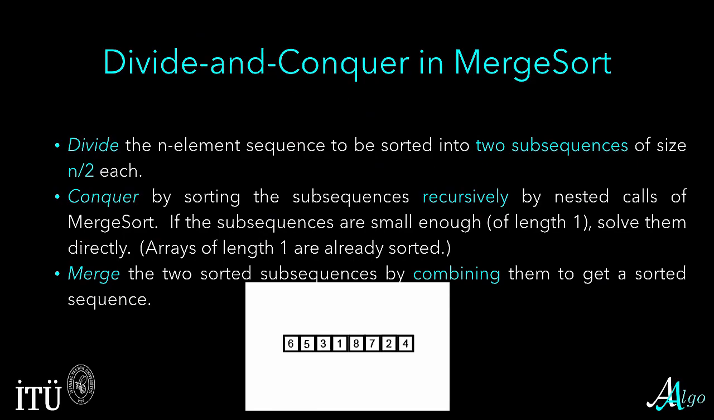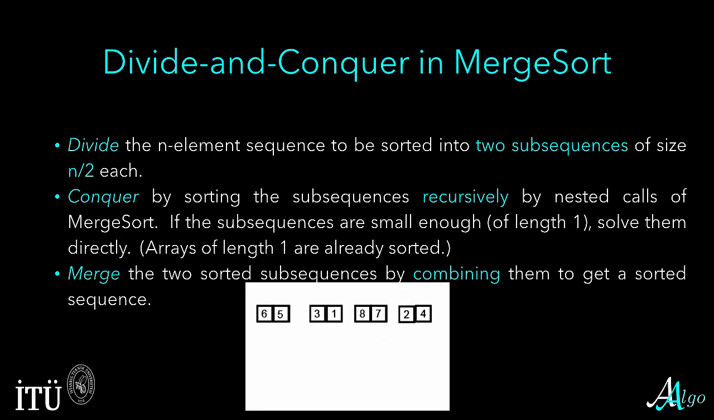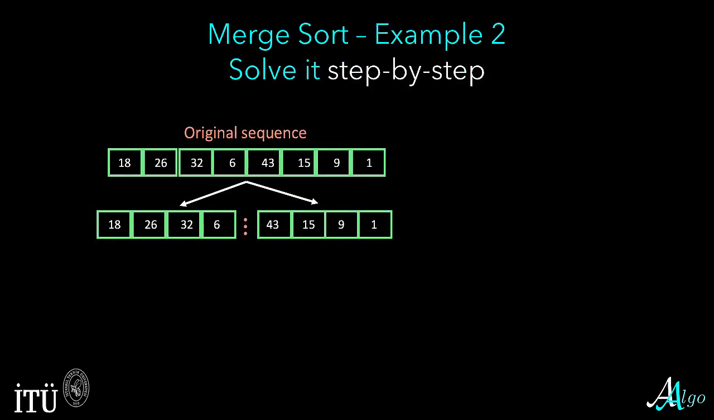Now, how does this work? Basically, first we divide the n-element sequence into 2 subsequences, left and right, each of size n/2. Then the conquering step is recursively sorting these 2 subsequences; I'll explain later in a bit. After getting these subsequences recursively sorted, we do the merging by combining them to get the final sorted sequence. So this is how the algorithm works.